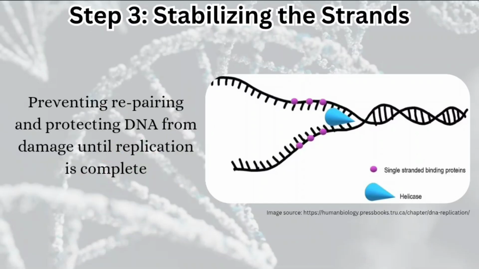In the next step, once the DNA strands are separated, single DNA strands are unstable. They want to snap back together. That's where single-strand binding proteins, or SSB proteins, step in. They coat the exposed strands, preventing re-pairing and protecting DNA from damage until replication is complete.